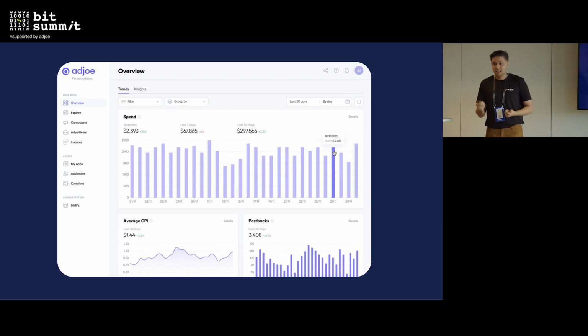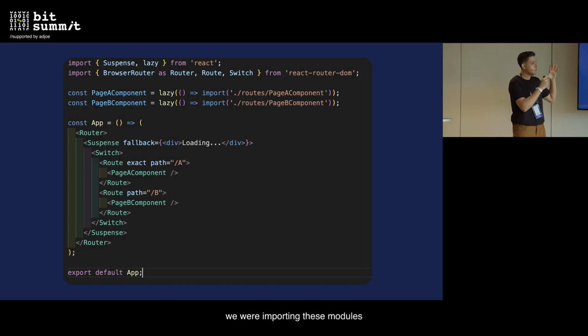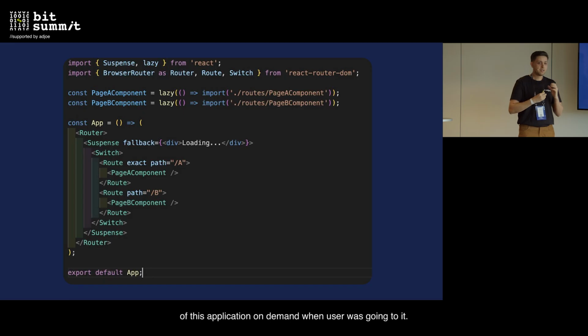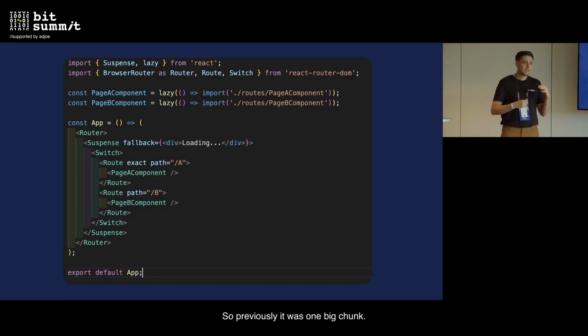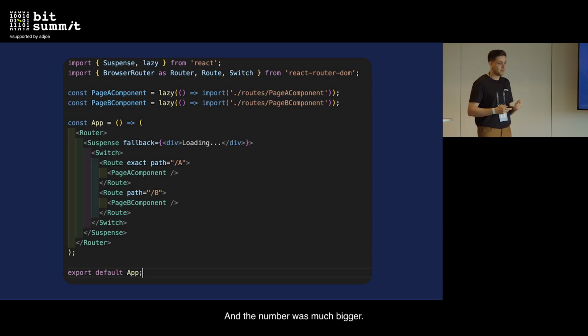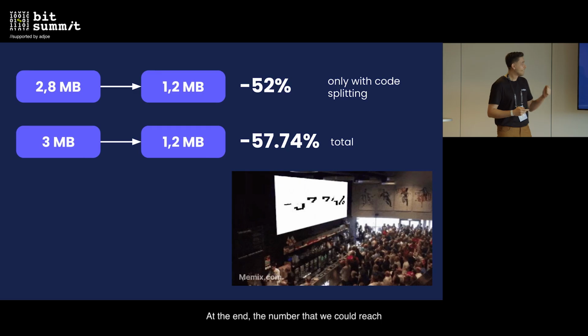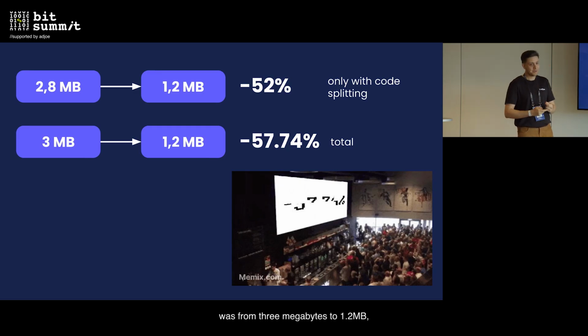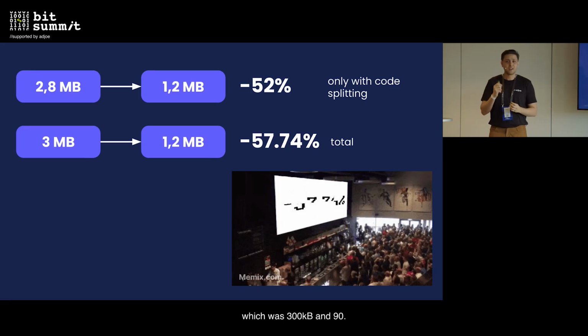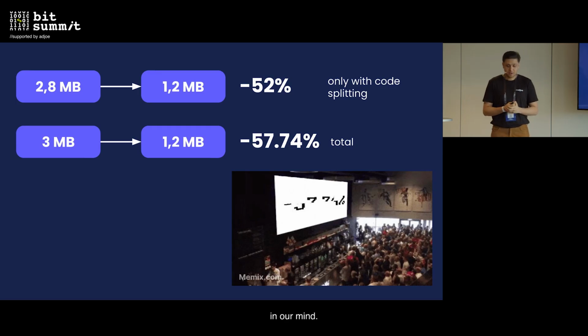So it was not right. What's the solution? You can do code splitting. We used React Lazy and Suspense, and what we did was import the modules of this application on demand when the user went to them. So previously, it was one big chunk. Now it was divided into more than 10 chunks that the user will download only if they need them. And the number was much better this time. In the end, we could go from 3 megabytes to 1.2 megabytes. Gzipped, it went from 300 kilobytes to 90. It was very, very big, and we were coming closer to the number that we had in mind.